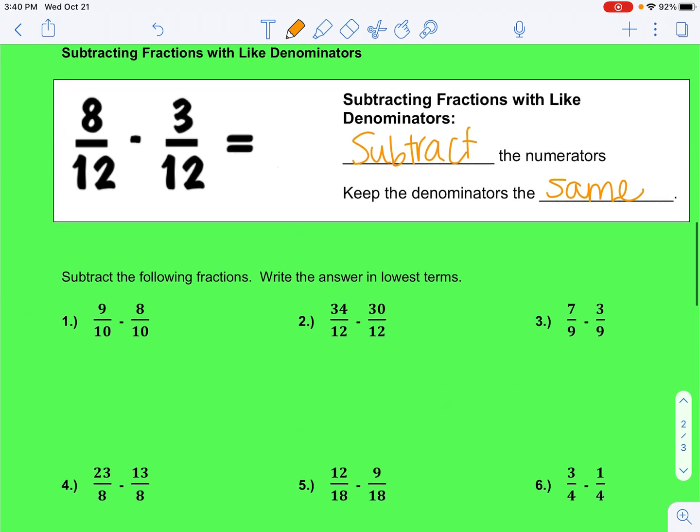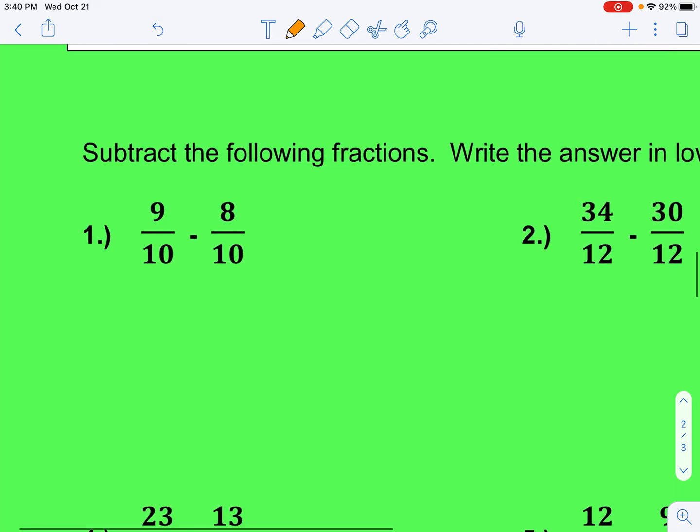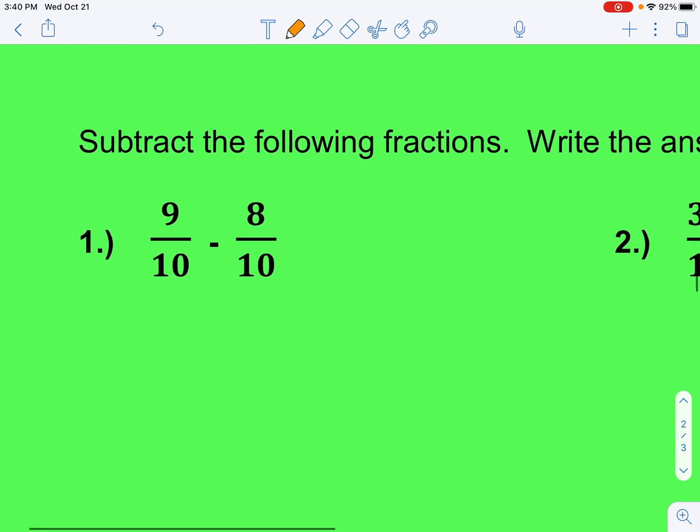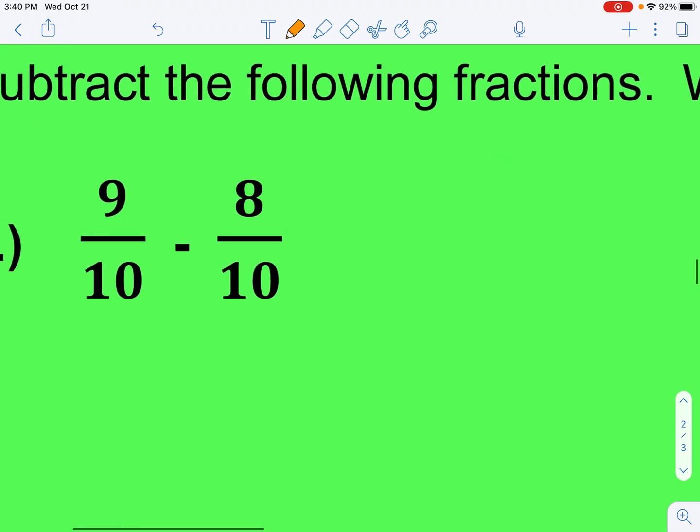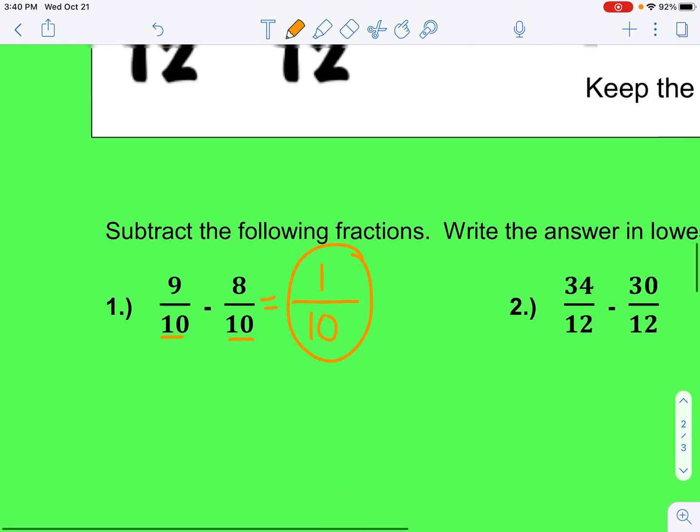Alright, so let's look at number 1. I'm going to subtract these numbers and write the answer in the lowest form. I notice that both my denominators are 10, so I'm just going to subtract straight across. 9 minus 8 gives me 1, and my denominator stays the same. So my answer is 1/10, and that's already simplified. You can't simplify that anymore. So we're done.